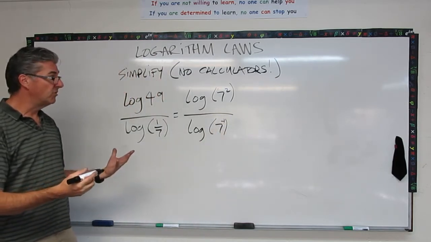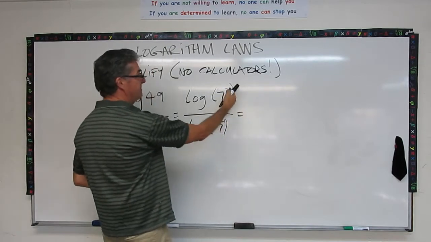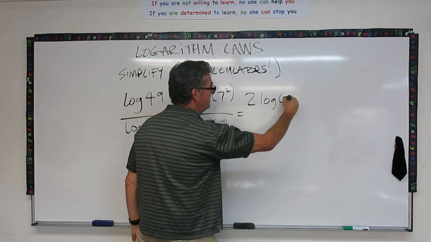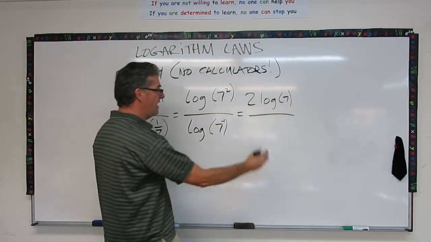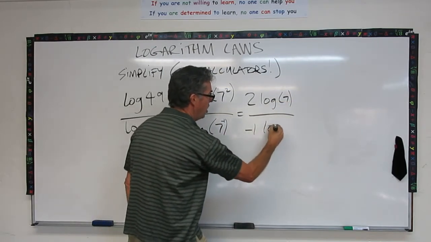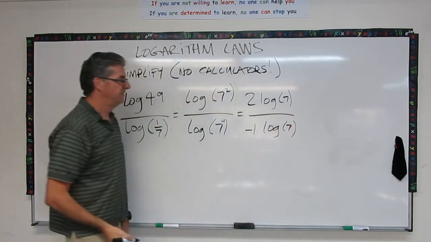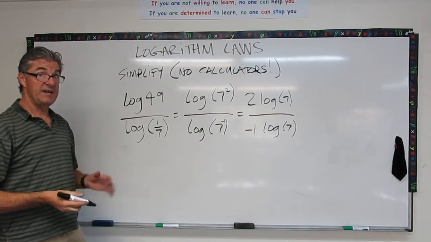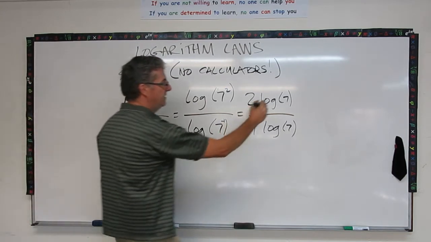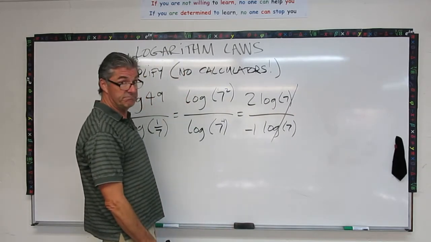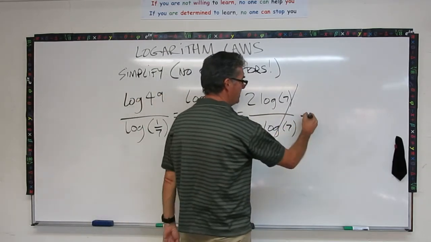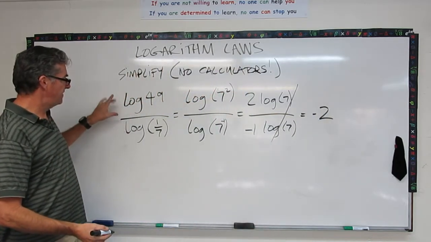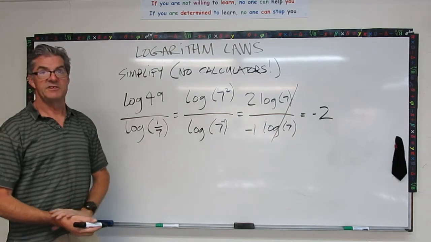Now I'm going to use my power rule, my power law, to take my power and bring it out. So this is 2 times the log of 7. I can bring my negative 1 out. This is negative 1 times the log of 7. Now, look at that expression. We could cancel and simplify greatly. Watch this. Log 7 over log 7 cancels. 2 over negative 1 is just negative 2. Pretty cool. You never would have thought that this expression would simplify down to negative 2.